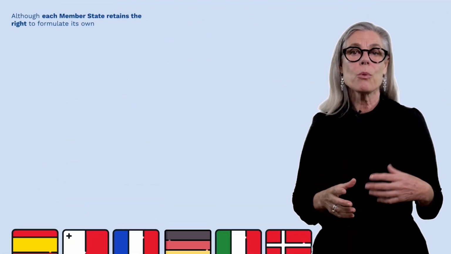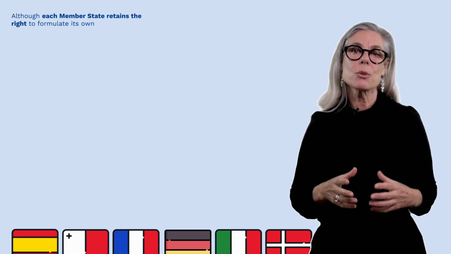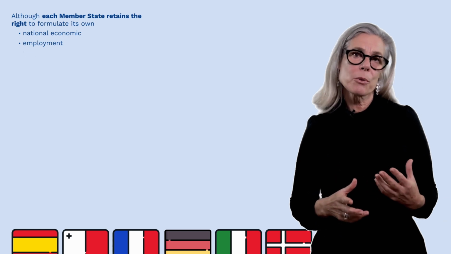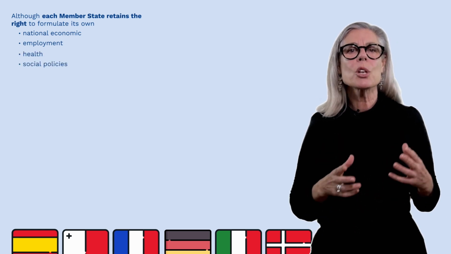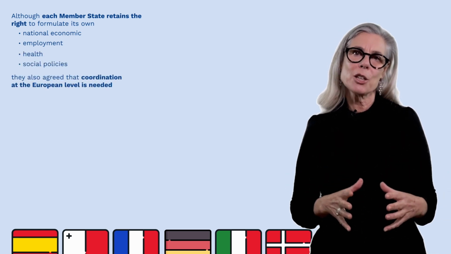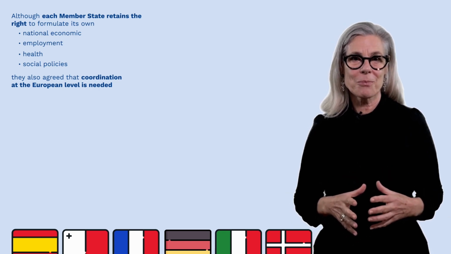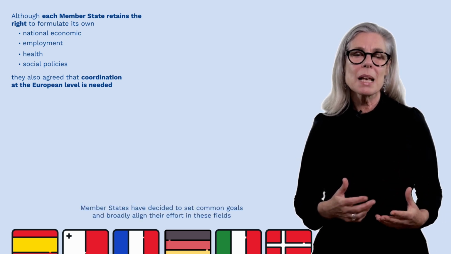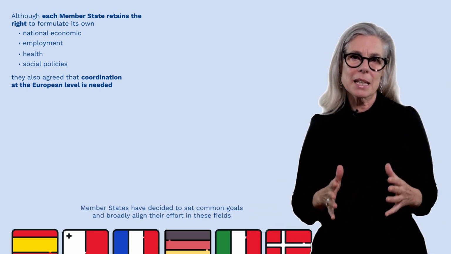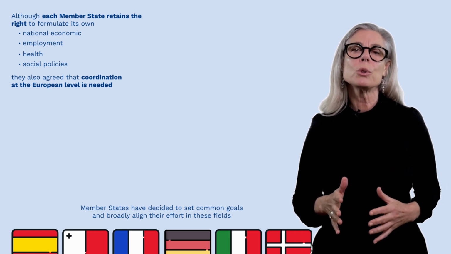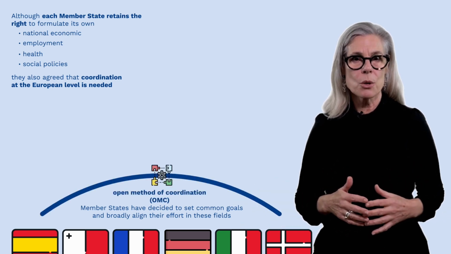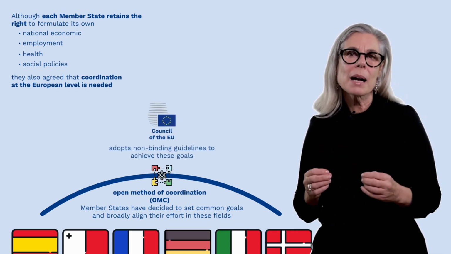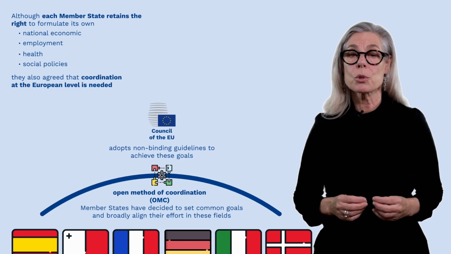This means that although each member state retains the right to formulate its own national economic, employment, health and social policies, they also agreed that coordination at the European level is needed. Consequently, member states have decided to set common goals and broadly align their efforts in these fields through the so-called open method of coordination, or OMC for short, where the Council adopts non-binding guidelines to achieve these goals.